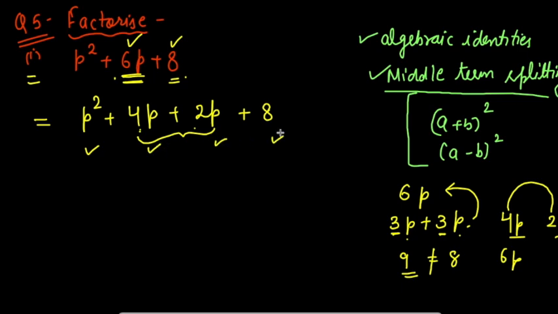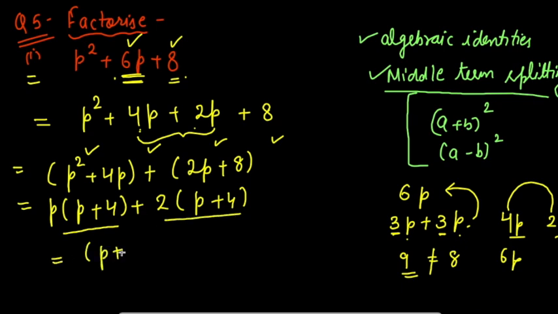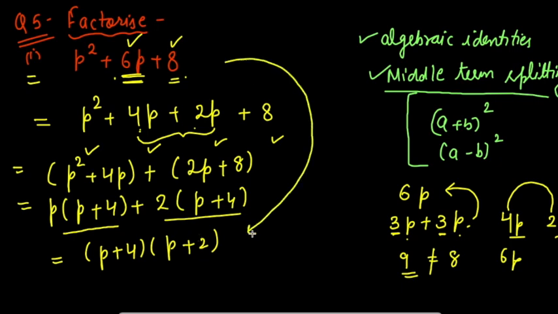And when we have 4 terms, we use the rearrangement method. So we will do the same thing again. Let's try to group it. Say p square plus 4p in one bracket, and I'm grouping 2p plus 8 in another bracket. Take the common terms. You are left with p plus 4, and 2 common, p plus 4. Now I have converted these 4 terms to 2 terms. What is common here? P plus 4, and p plus 2 is left. So the factors of the given expression will be p plus 4 into p plus 2.